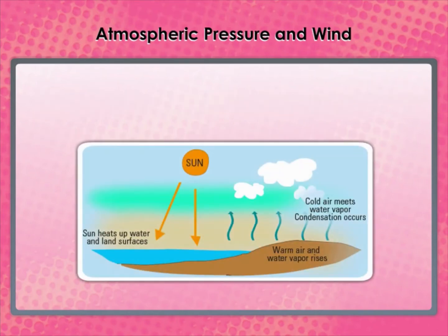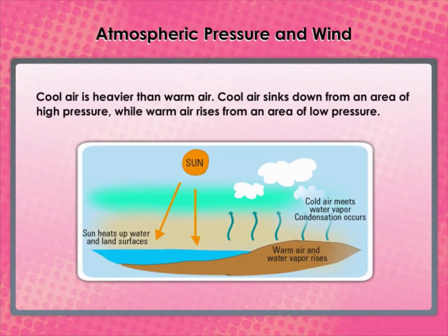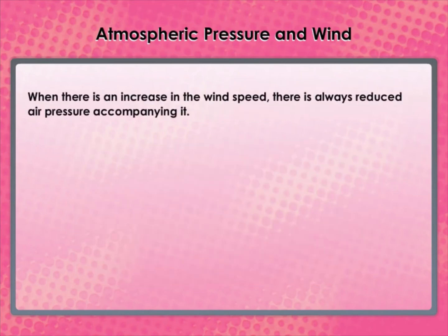The image shows that land heats up more quickly than the sea, as cool air is heavier than warm air. Cool air sinks down from an area of high pressure, the sea, while warm air rises from an area of low pressure, the land. When there is an increase in the wind speed, there is always reduced air pressure accompanying it.